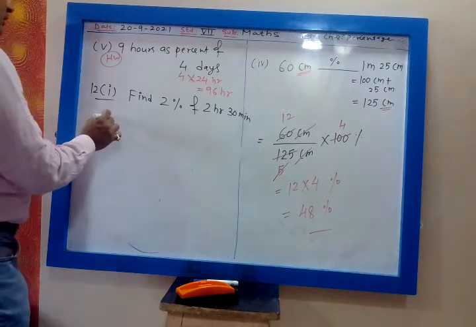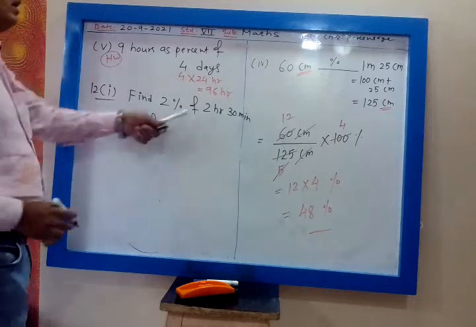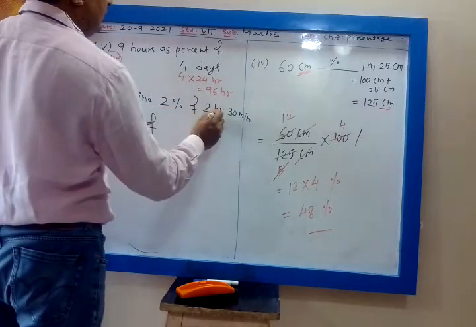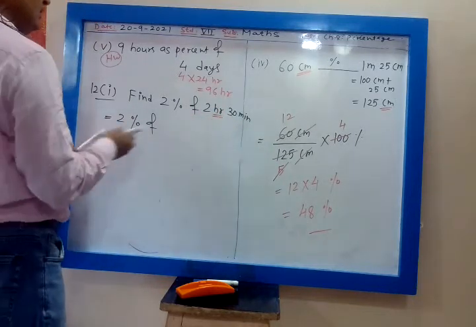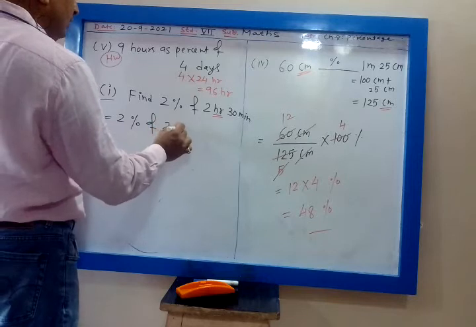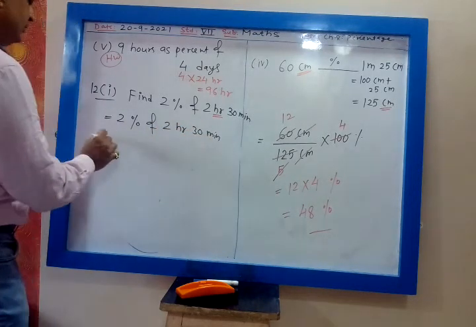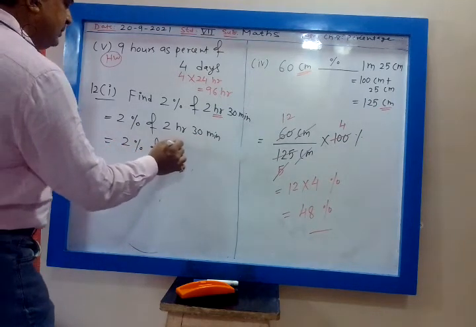Find 2% of 2 hour 30 minutes. You convert into minute. 1 hour is 60, so 2 hour 30 minutes means 150 minutes. So 2% of 150 minutes.